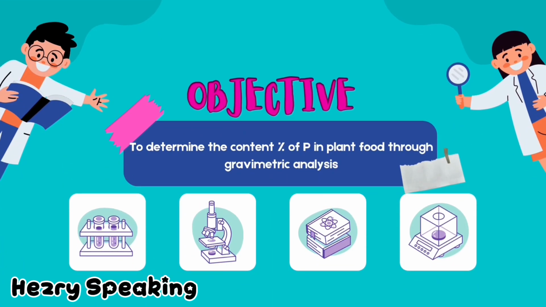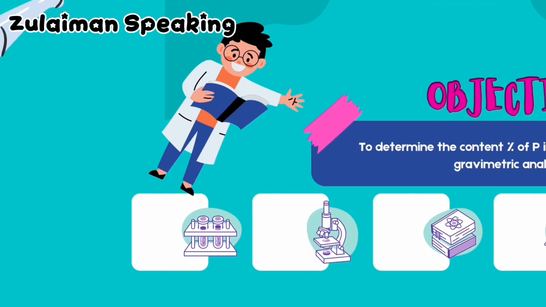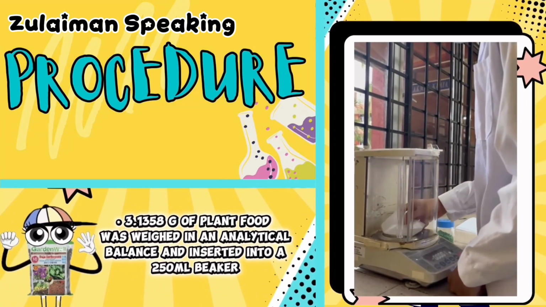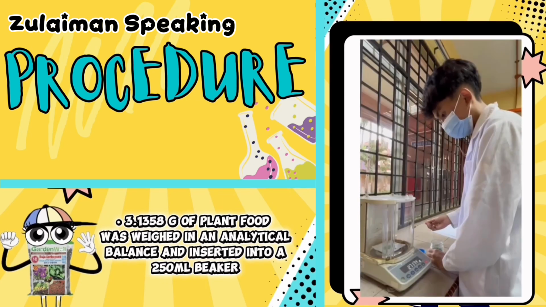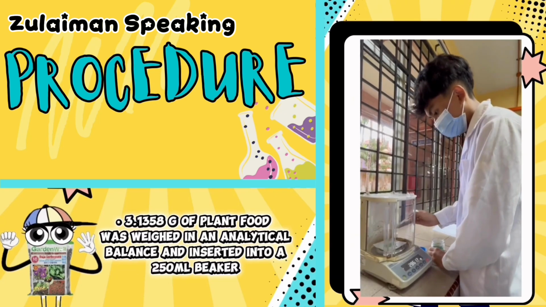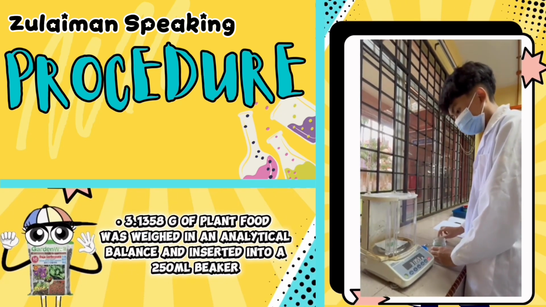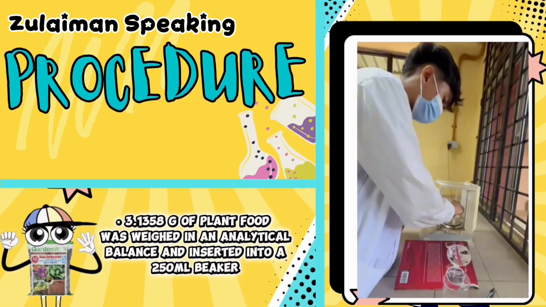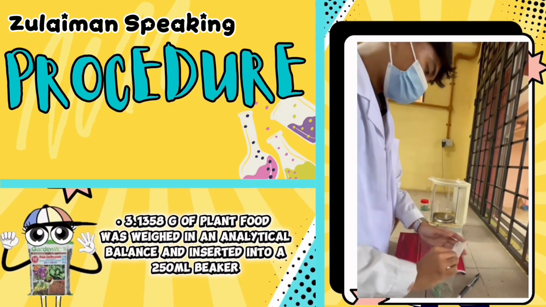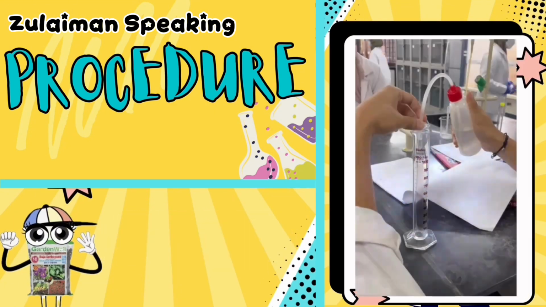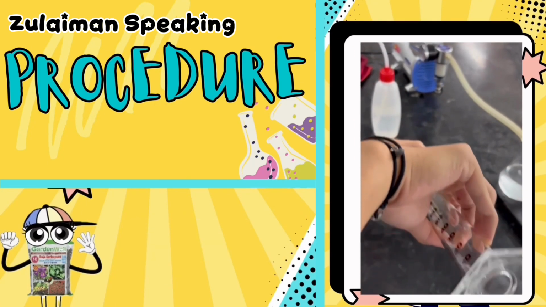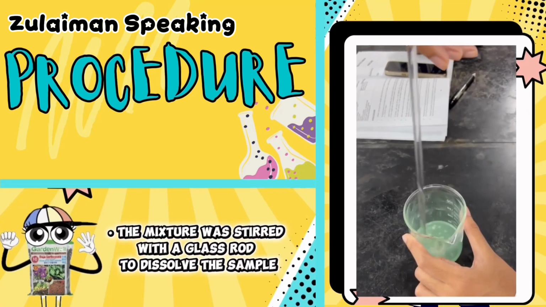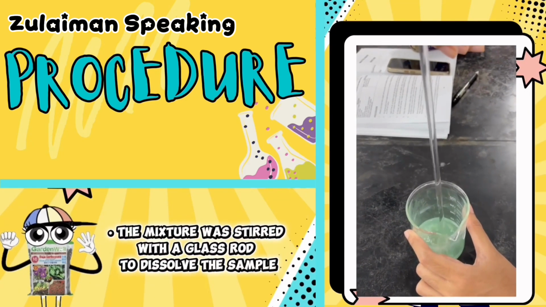The objective of the experiment is to determine the content percentage of phosphorus in plant food through gravimetric analysis. Firstly, in procedure, 3.1358 gram of plant food was weighed in an analytical balance and put into a 250 ml beaker. After that, 35 to 40 ml distilled water was measured and poured into the beaker. Then, the mixture was stirred with a glass rod to dissolve the sample.